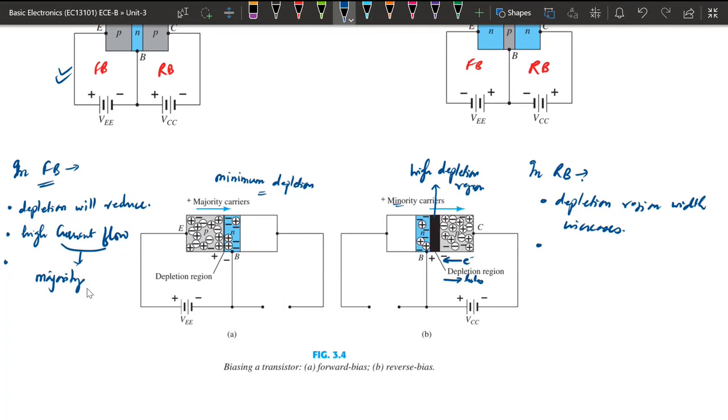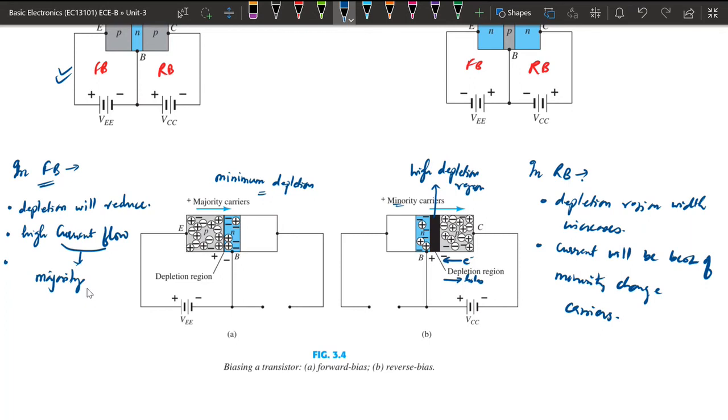So we can see, in case of forward bias, the current is flowing from p to n region, and similarly in case of reverse bias of the collector junction, the current is flowing in the same direction. Okay, so once we combine, we will be getting the total current flow. Here the depletion region has increased, so the current will be because of minority charge carriers.